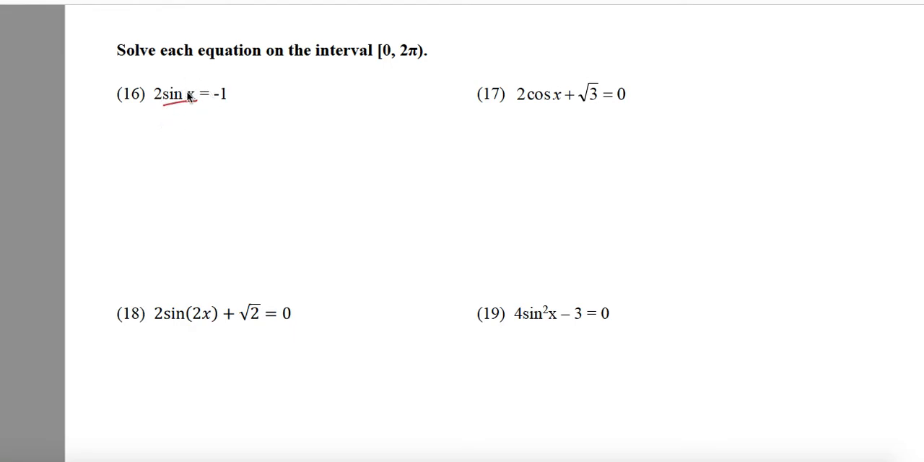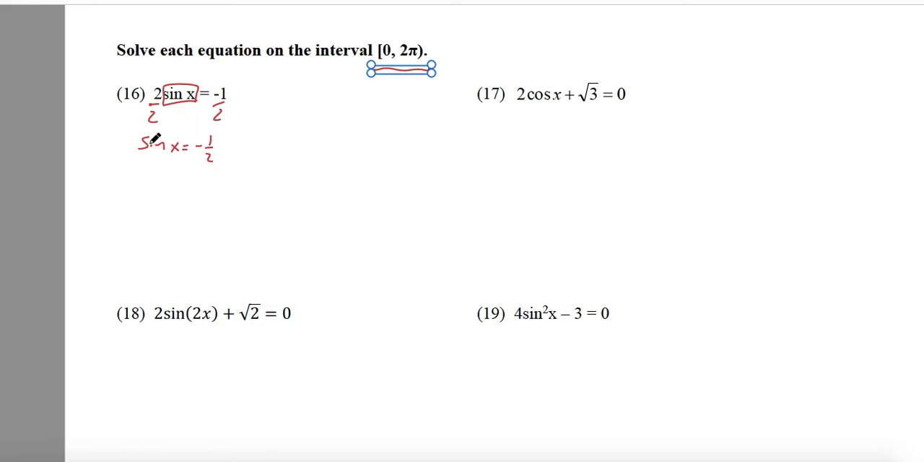So when we are solving each equation on the interval from 0 to 2 pi, we have to start by getting this sine x by itself, here for number 16. So we're going to first divide by 2. So we have sine x equals negative 1 half.